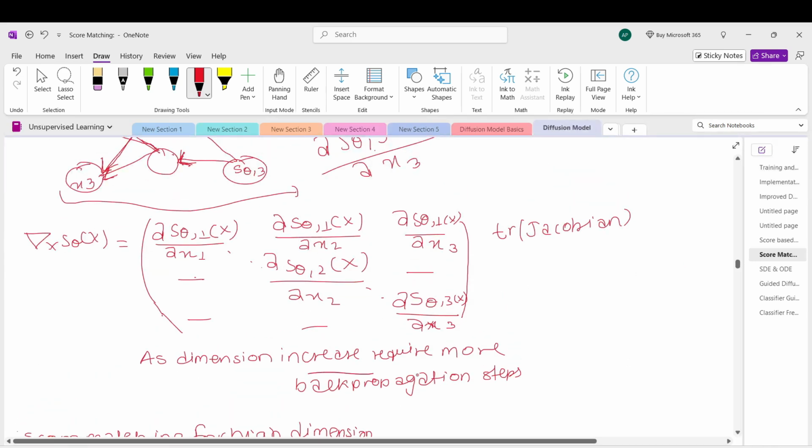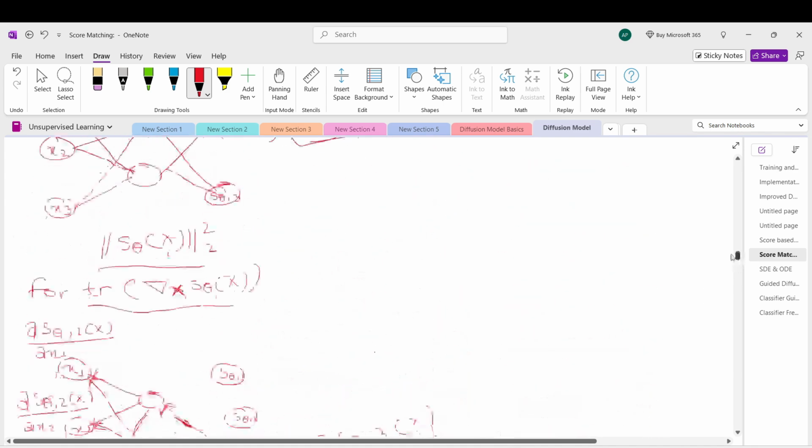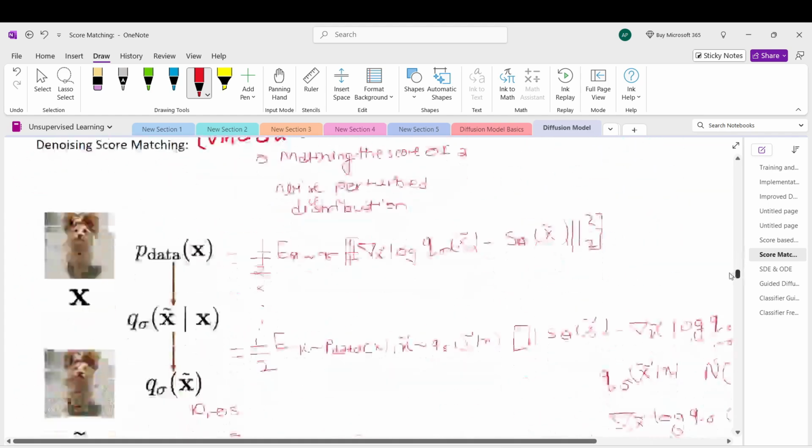As the dimension increases, the backpropagation steps also increase with the dimension. If you take the dimensions and the backpropagation steps on this two-dimensional graph, it will grow linearly. So if you increase the dimension of the data, it will go linearly. This is the pitfall of this approach, the score matching approach, which requires the computation of the trace of the Jacobian.